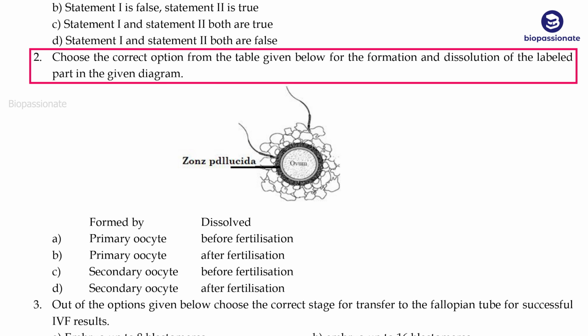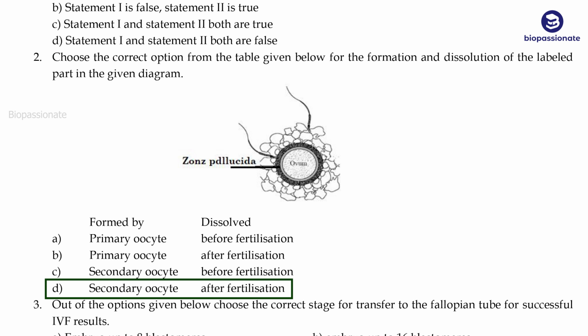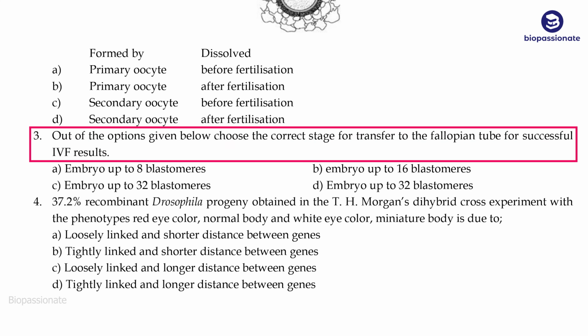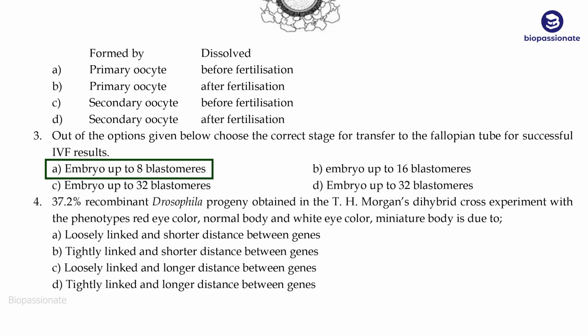2. Choose the correct option from the table given below for the formation and dissolution of the labeled part in the given diagram. The answer is option D, formed by secondary oocyte and dissolved after fertilization. 3. Out of the options given below, choose the correct stage for transfer to the fallopian tube for successful IVF results. The answer is option A, embryo up to 8 blastomeres.